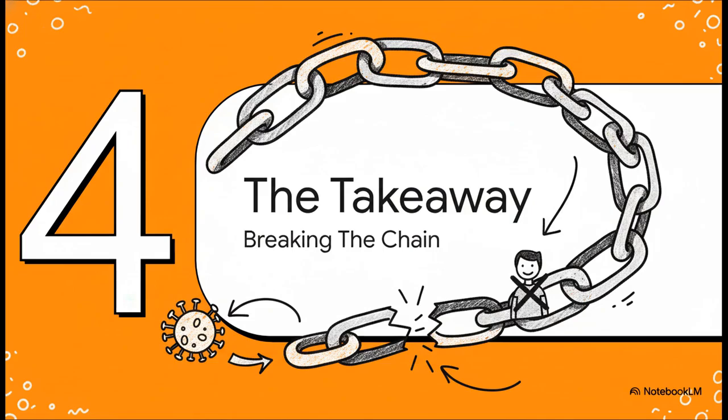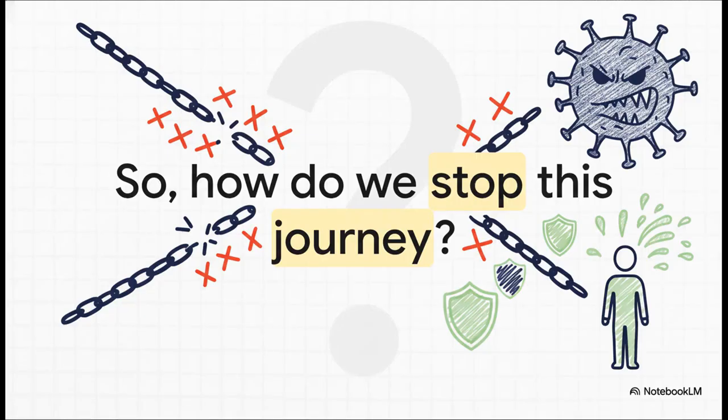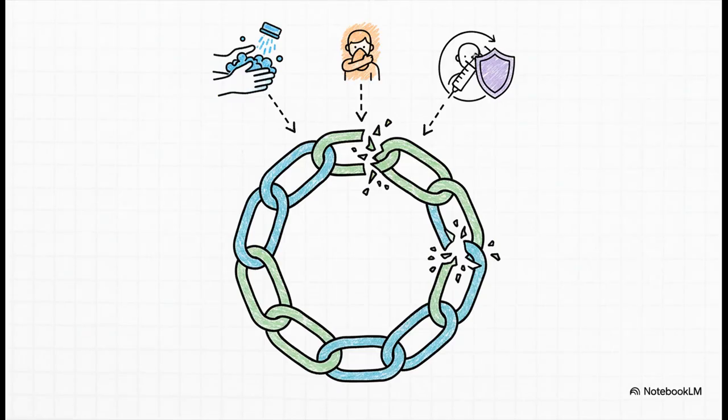Whew! So we followed this entire secret journey from start to finish. But what's the point? Why does knowing all of this even matter? If this whole 6-step chain is the pathogen's playbook for winning, what's our countermove? How do we stop this journey dead in its tracks? Well, here's the best part. The answer is actually really simple. You don't have to stop all 6 steps. You just have to break any single link in that chain.